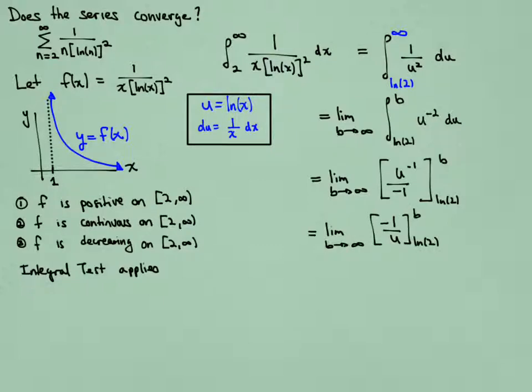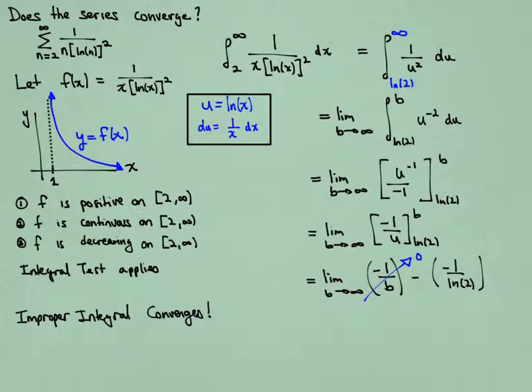Just simplifying the expression, u to the minus 1 over negative 1 is negative 1 over u. And then we evaluate at the two values, minus 1 over b and minus 1 over log of 2 now. And as b gets large, this first term will in fact go to 0. And so what's left over is this constant term here, and therefore my improper integral in fact converges to some value. That value that it converges to is not relevant here. All that matters is it does converge.